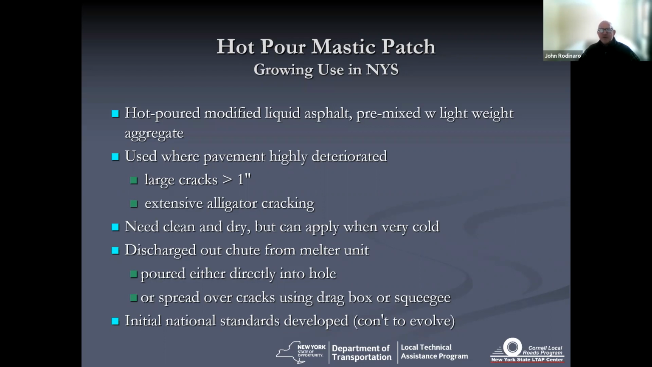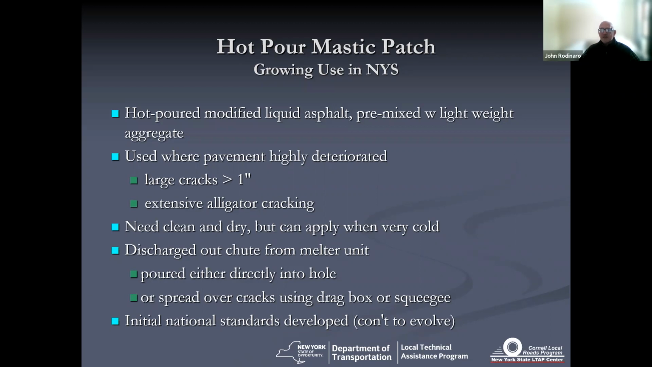You're using it where your pavement is highly deteriorated, where your cracks are greater than an inch, or you've got extensive alligator cracking. It does need to be clean and dried, but you can apply it when it's very cold. I've talked to some folks who said definitely below freezing, and you can use it down to 0.